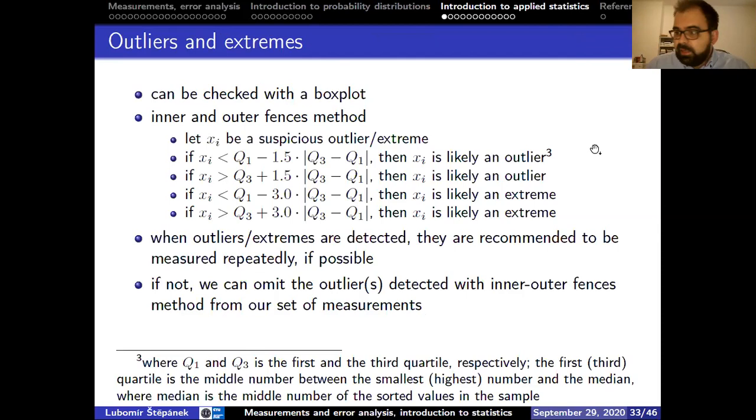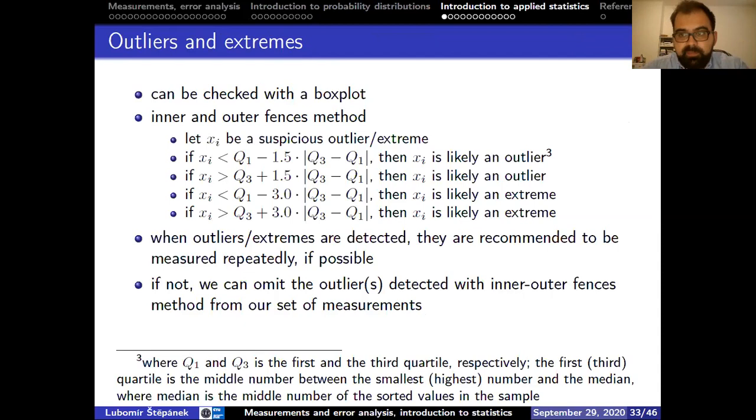Statistics is in fact a theoretical science. There are many differential derivations and calculus, but this will be just applied statistics. So how to handle the data, outliers and extremes. This will be a solid set of topics from applied statistics, which could be handy for you, for example, for practical laboratories.